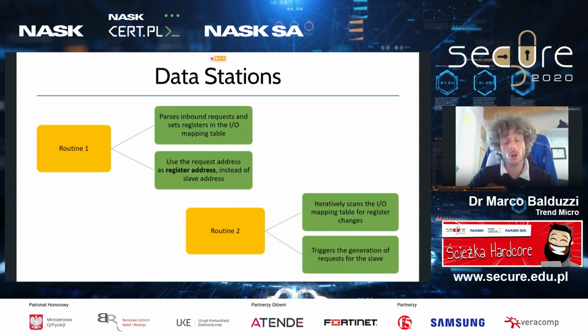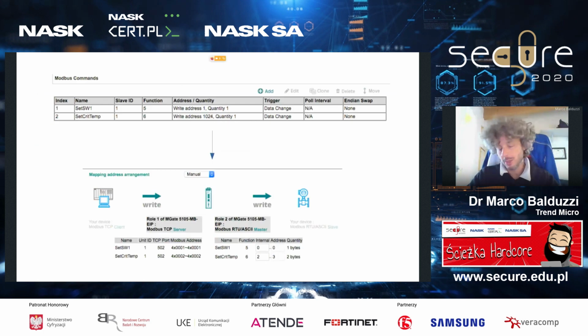These are, as I said, the more complex devices because they work in an asynchronous way. As a result, you have two routines. The first one parses the inbound traffic and uses information from it to set fields in what is called an internal mapping table. Then this mapping table is used to trigger traffic on the outbound interface. In simple words, it's a bit more complicated than this.